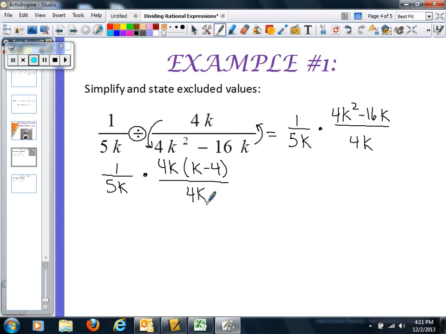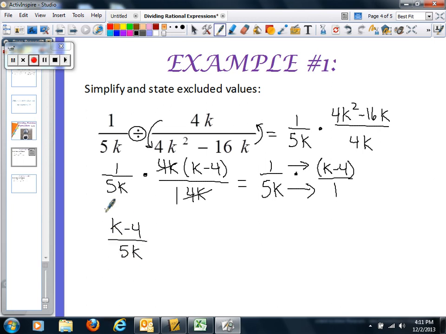And now, since this is multiplication, I can cancel diagonally both ways, or I can cancel top to bottom. So here I can cancel out 4k. And this is actually an extra step, so some of you may not have to do this. So it's 1 over 5k times k minus 4 over 1. And now I'm going to multiply straight across, which is going to give me k minus 4 over 5k. And this would be my answer.